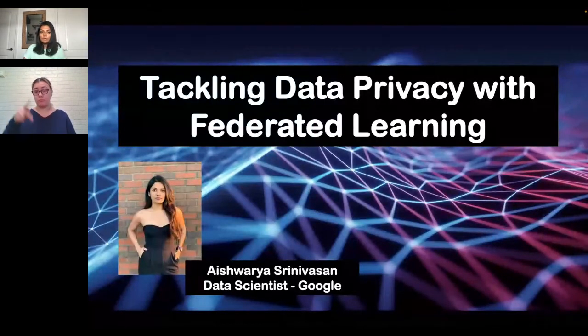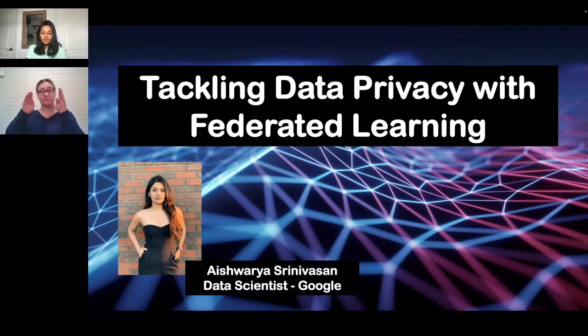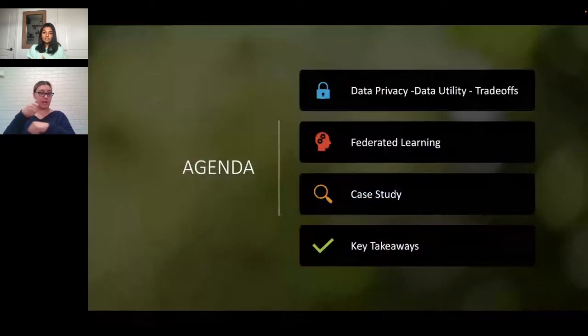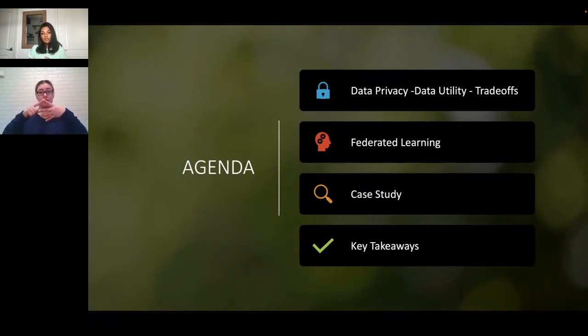Okay. So as I mentioned, today I'll be talking about data privacy and how we can tackle that particular trade-off, right? It's always a trade-off between data privacy and how good of a model you can build. As part of the agenda, we have four things that we'll be discussing today. We'll be talking about data privacy and data utility trade-off. Then we'll be briefly looking at what federated learning is, what are the pros and cons of using this technology, and thirdly, we'll talk about a particular use case and end with key takeaways.